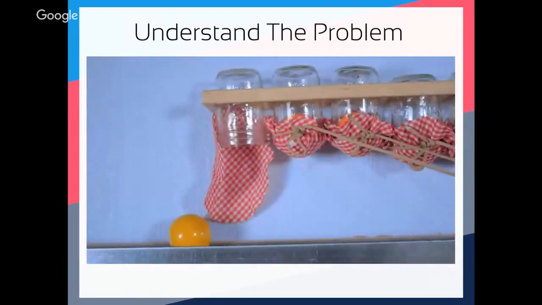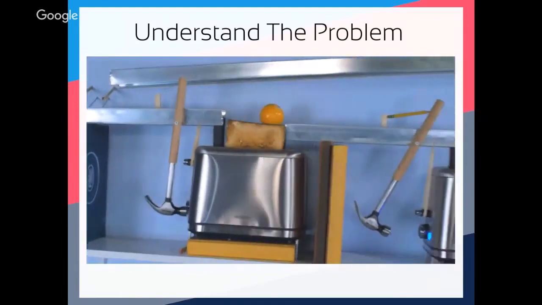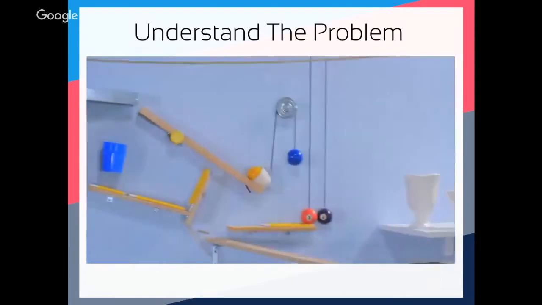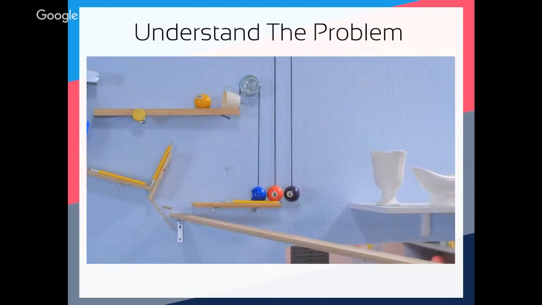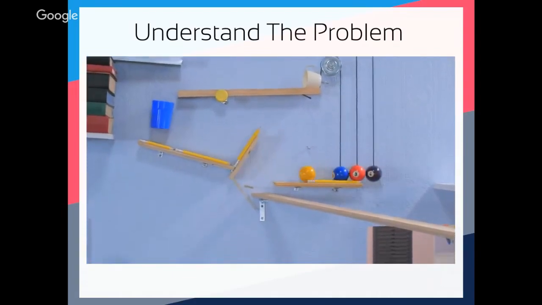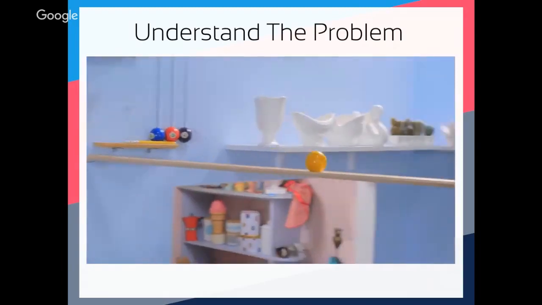So you want to understand the problem early on in the process. And by doing that, you're not going to solve the wrong problem. And you're not going to go in this huge roundabout way to make somebody's breakfast, which is what's happening here in this crazy Rube Goldberg.